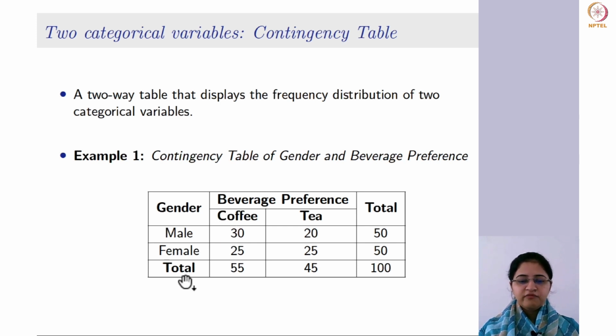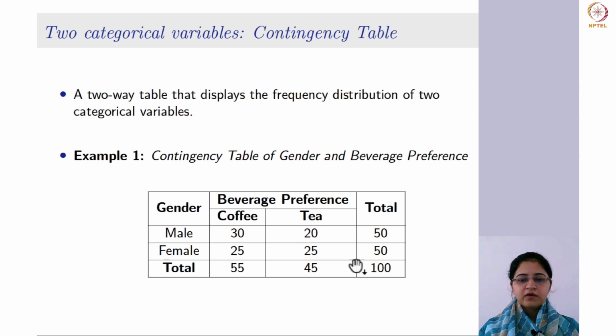At the bottom, where you have written the total, this corresponds to the column total because 30 plus 25 will give you 55. This is 45, and these are referred to as your row totals because if you add 30 and 20, you get 50. Likewise, here also, this is the row total and 100 is the total number of individuals.